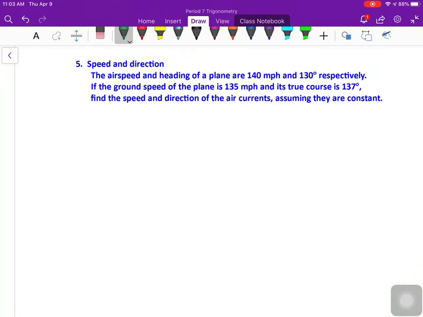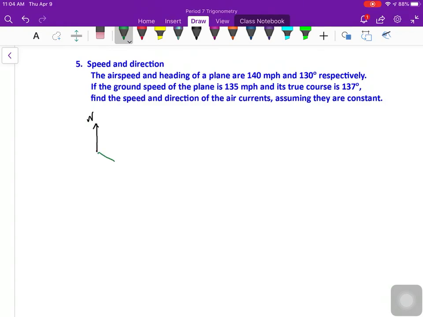A little bit more complicated on that one, so look it over, stop it, pause it, whatever you have to do. So good luck on that one. The last one's another navigation problem, and in this navigation problem, the plane was traveling 140 miles per hour and traveling in the direction 130 degrees. The ground speed of the plane was 135, and its true course was 137. So let me see if I can set that up for you.